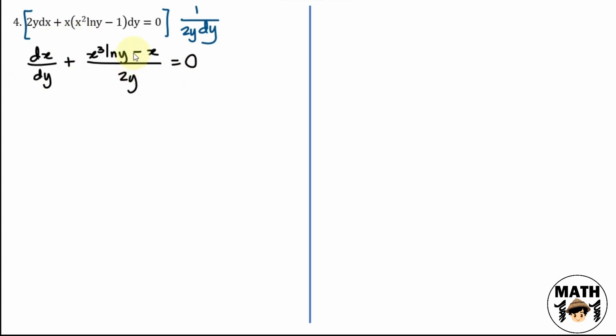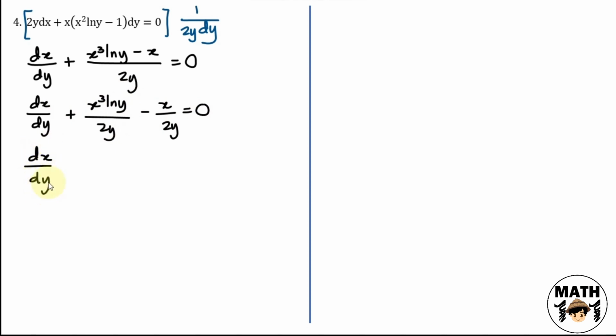Pwede natin itong pag-iwalayin ngayon kasi isang term lang naman yung meron dun sa denominator natin. X cubed ln of y all over 2y minus x over 2y equals 0. Then, lipat ko na to dun sa kabilang side. Derivative of x with respect to y minus x over 2y is equal to negative x cubed ln of y all over 2y. Dahil si x na yung ating bagong dependent variable, ulat natin yung dapat na standard form niya.